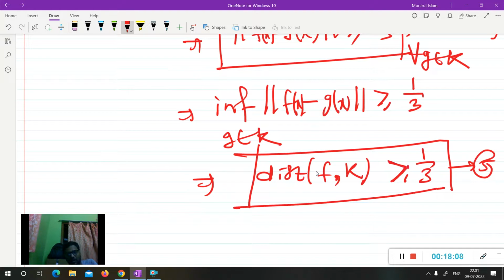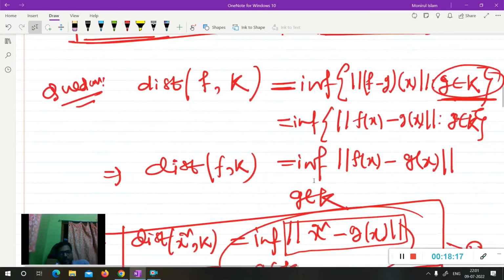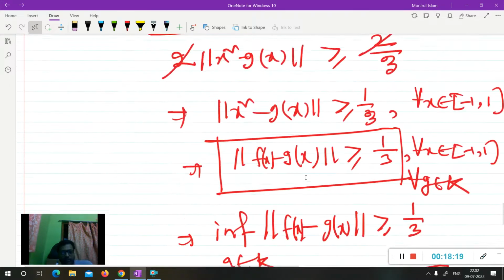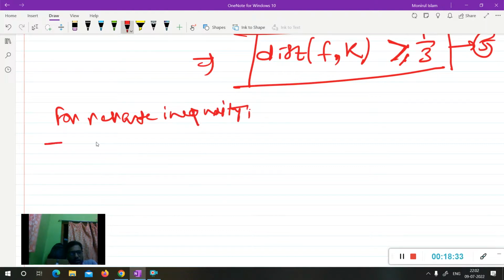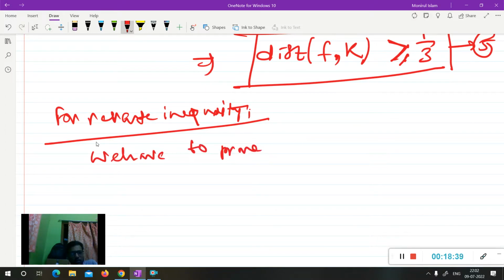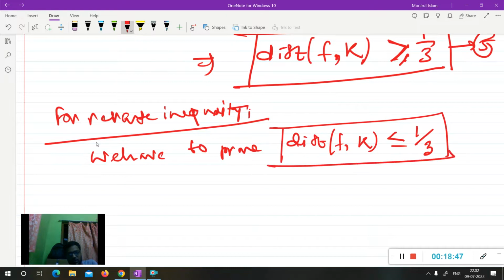Now you have to prove the reverse inequality, meaning distance of f comma K will be less than or equal to 1/3. Then you can easily tell the distance is 1/3. Okay, so for the reverse inequality I am also using a trick. So what is the trick? See, for the reverse inequality you have to prove this. You have to prove the distance of f from K will be less than or equal to 1/3. Okay, so our aim is to prove this.